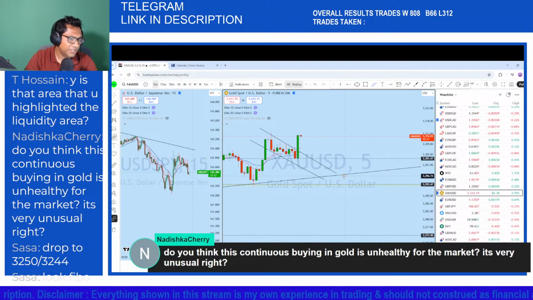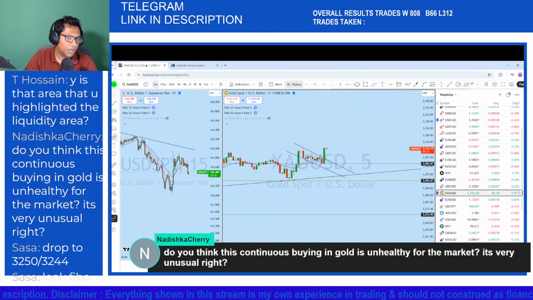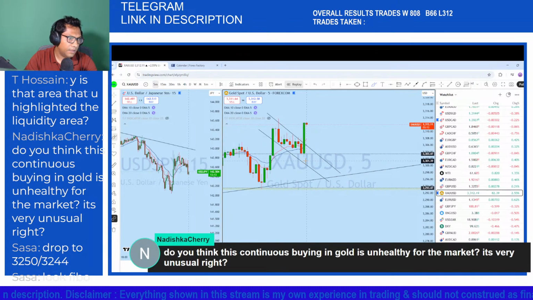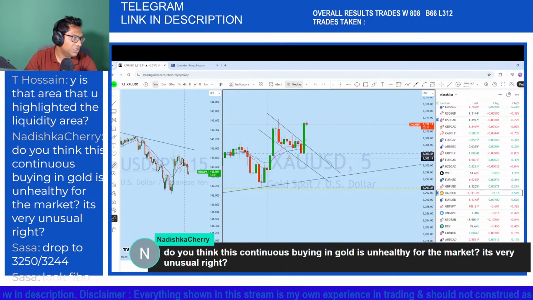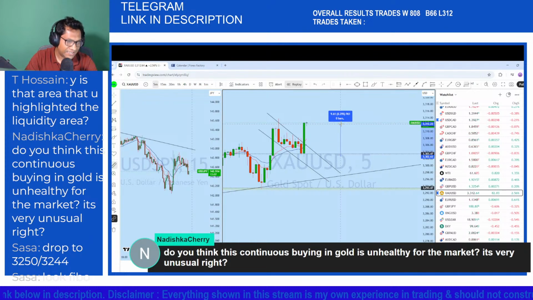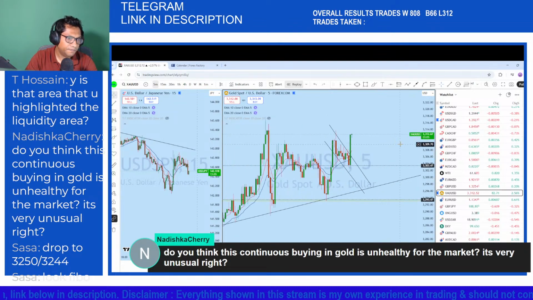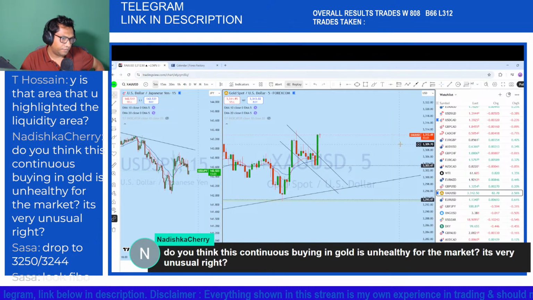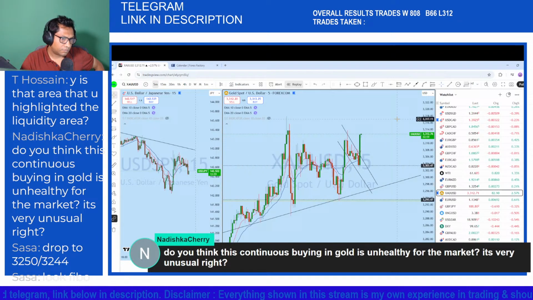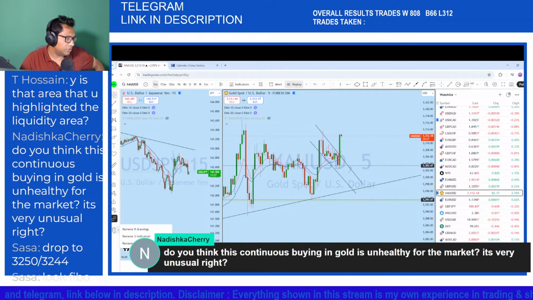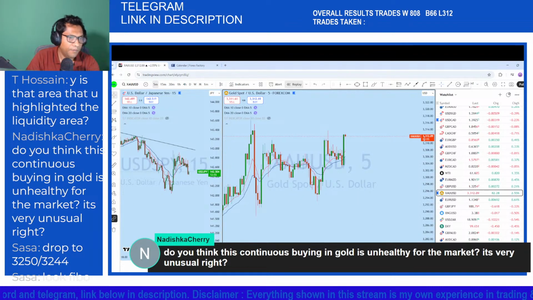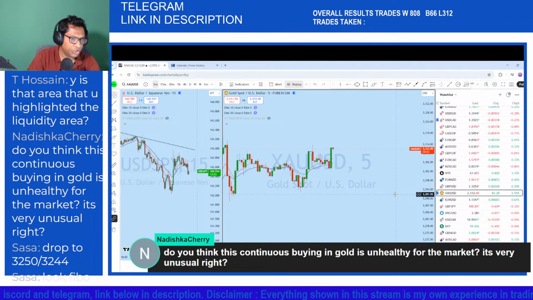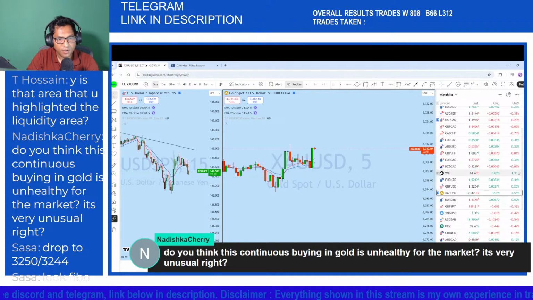On the 5 minutes also, it's a bullish engulfer. This 5 minutes candle is almost a 96 pip candlestick pattern. Let's wait to see if we will be opening any position here at the moment in that area.